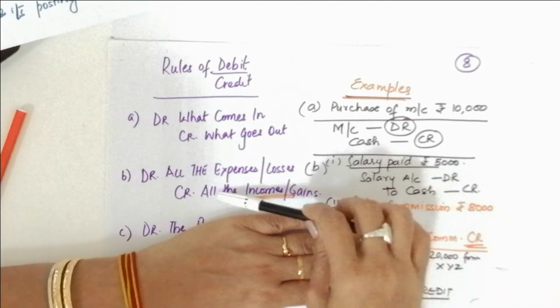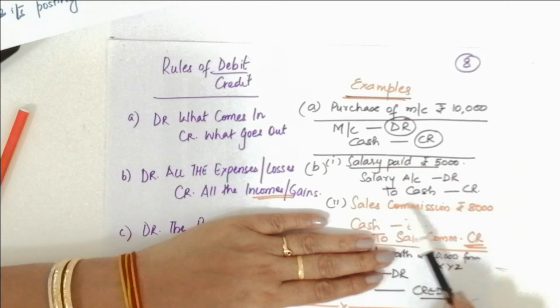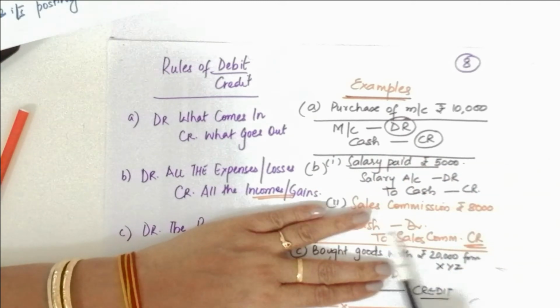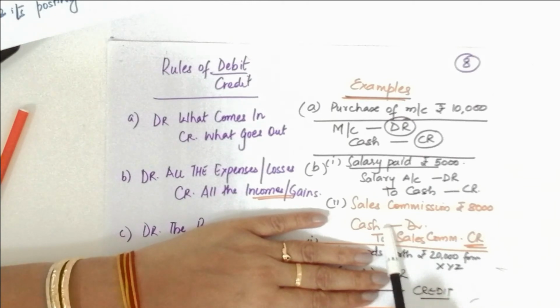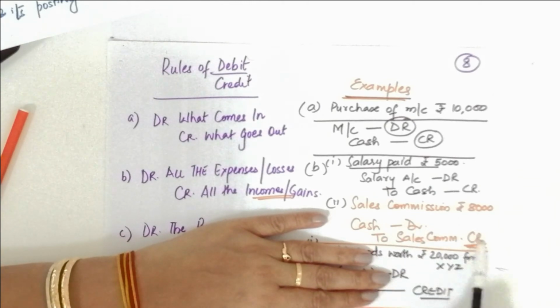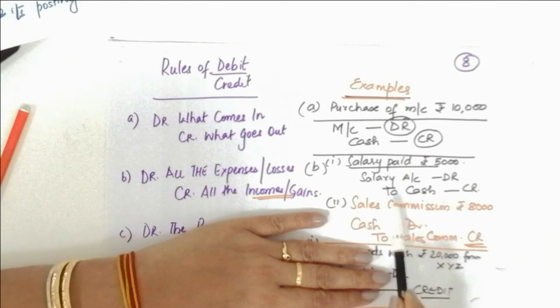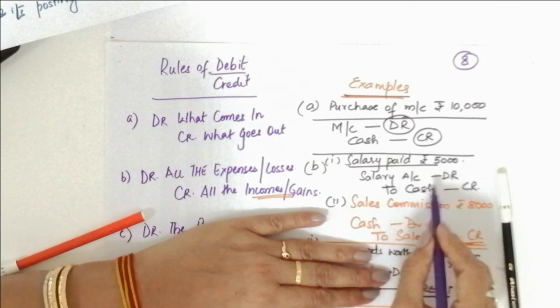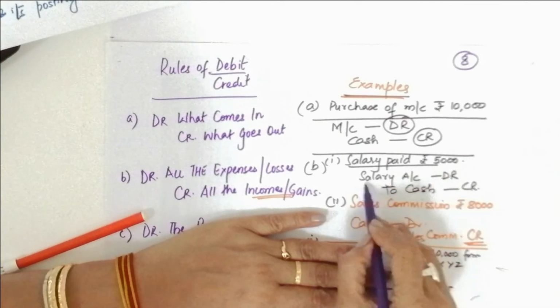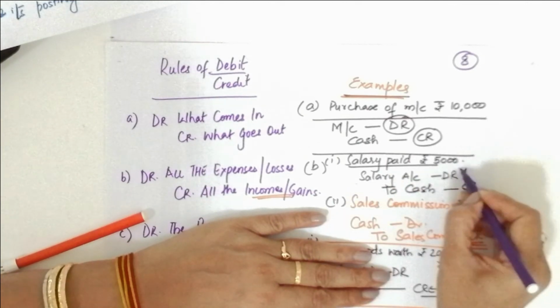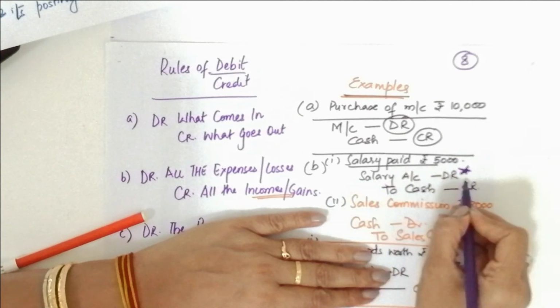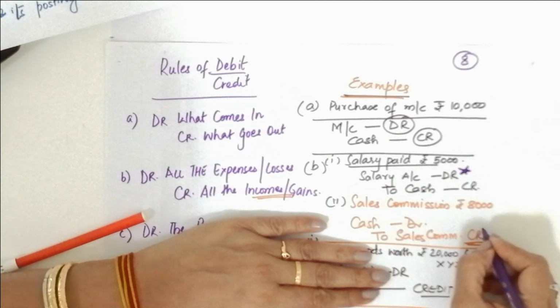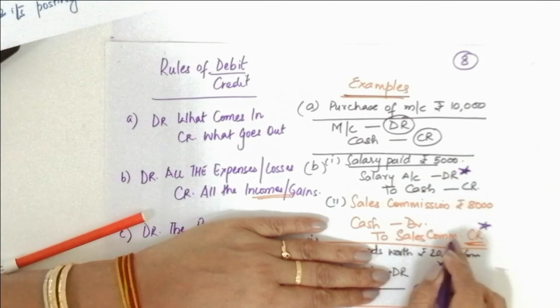And credit all the income and gains. If I receive sales commission, I'm going to credit this. What is coming in? Cash. So cash comes in and I'm going to credit this income. So here is the main highlighting: I'm going to debit my expense and I'm going to credit all the incomes and gains.